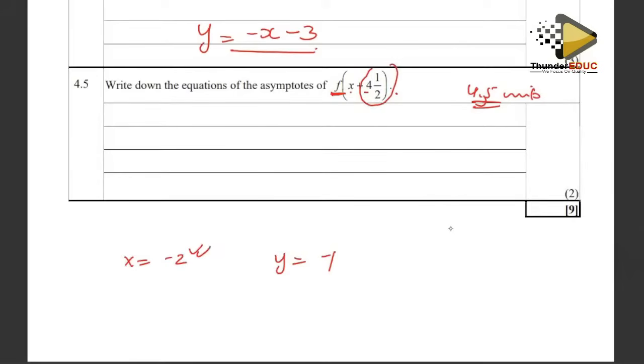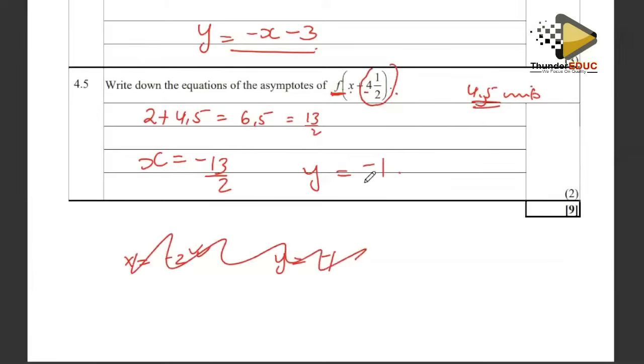Okay, so how is it going to look like? So it's going to be, let's say 2 plus this 4.5, which gives us 6.5, which is the same as 13/2. Okay, meaning that the asymptote is going to be x is equal to -13/2, and then y is -1. Or you can say x is equal to -6.5, and then y stays the same because the shifting or the transformation is only happening within the horizontal. All right, so that is what was expected of us for 4.5, and then as well as question 4.